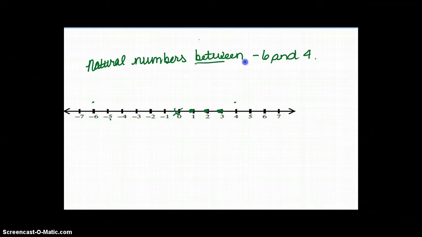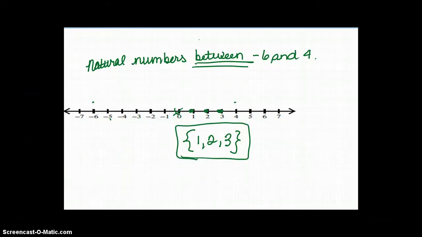Now it says between. This means that it does not include -6 and 4. Those are the ones that are between. And we would write this in what's called set notation. And this is using these fun little brackets, and you'll get really good at these during class. I'll show you a really good technique during class to write these. But in between the numbers -6 and 4, there are only 3 natural numbers, and those would be 1, 2, and 3. And that's how you'd write it, the set of numbers 1, 2, and 3.